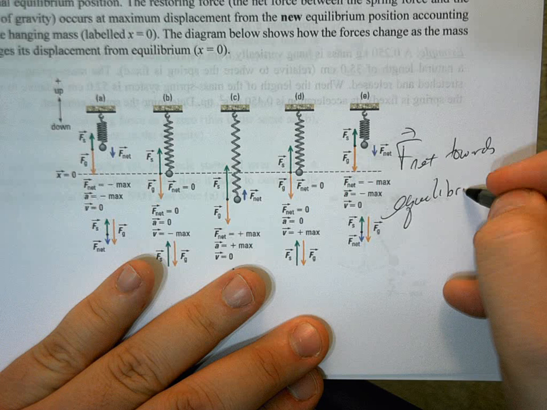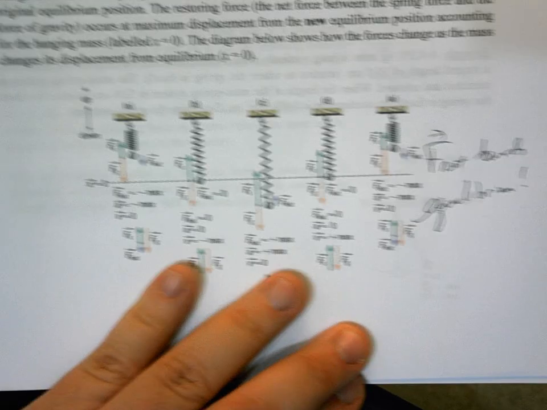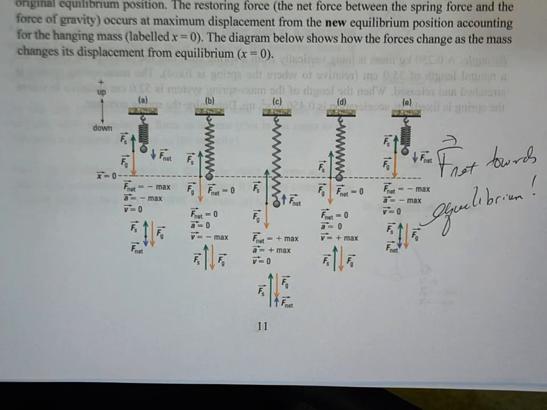And this comes back to my point earlier. If you have anything that is a spring or an elastic, it doesn't want to be stretched or compressed. It wants to be in equilibrium. So the net force is always attempting to restore equilibrium. So if you're ever unsure of the direction, think about that. We always want to restore equilibrium. That is the goal here.